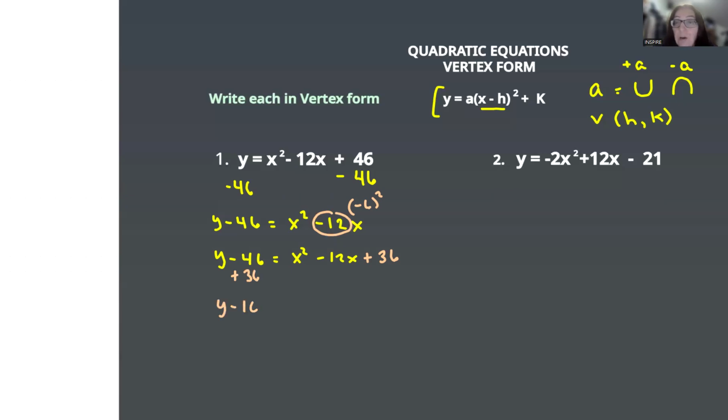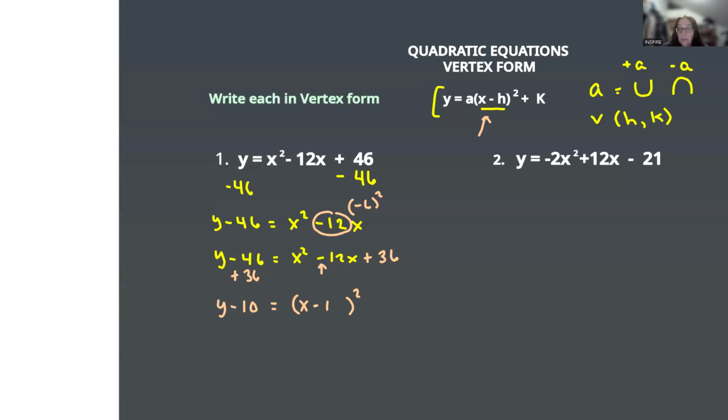Now that you have a perfect trinomial, we can turn it into a square binomial, which is what we're looking for from the standard form equation for vertex form. So now all you have to do, put your x here, take this middle term sign, put it there, and take half of the middle number. Half of that coefficient, half of 12 is 6.